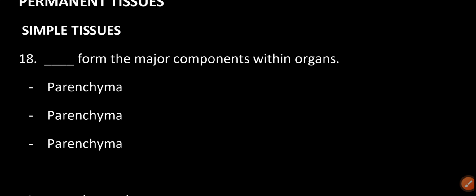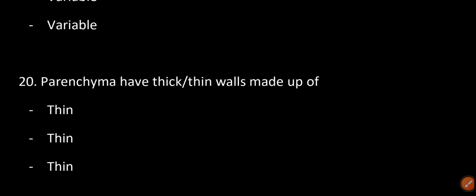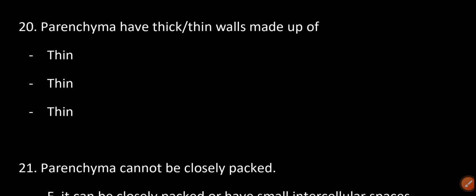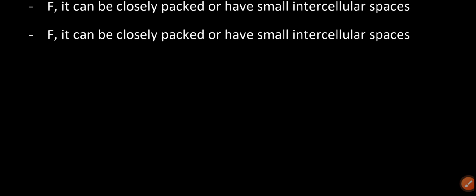Permanent tissues. Simple tissues. Parenchyma forms the major component within organs. Parenchyma shapes are variable. Parenchyma have thick or thin walls made up of cellulose. Parenchyma cannot be closely packed. False. It can be closely packed or have small intercellular spaces.